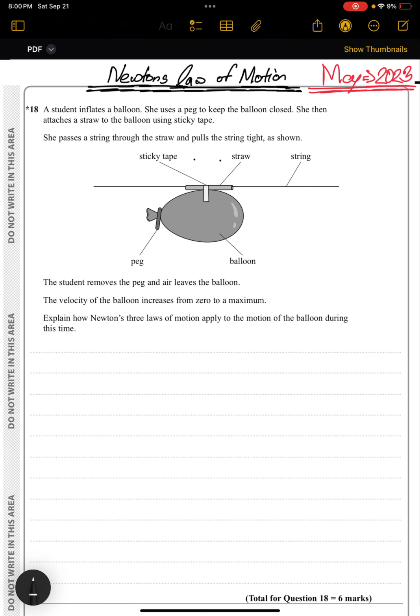They have said a student inflates a balloon. So the student has inflated a balloon using air. She uses a peg to keep the balloon closed. It was a peg which was used to seal the balloon so that the air cannot get out of the balloon. She then attaches a straw to the balloon using sticky tape. So she attached a straw to the balloon using tape.